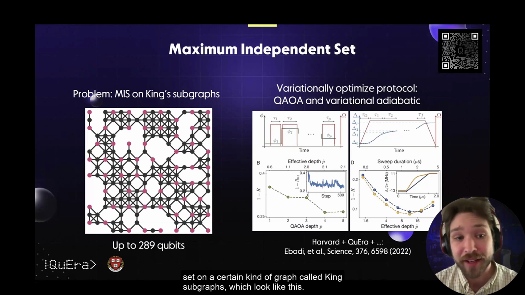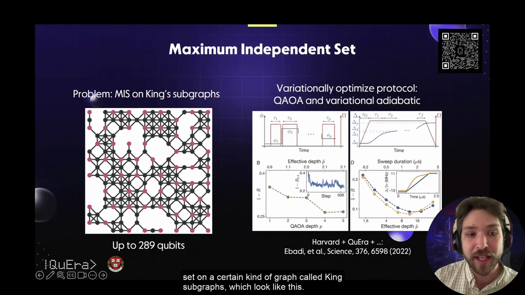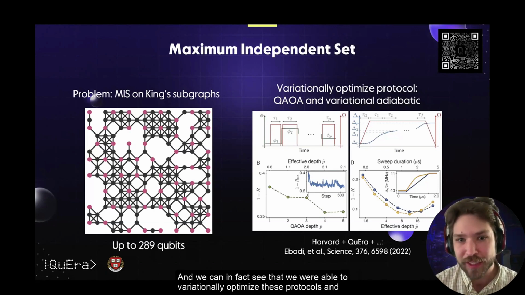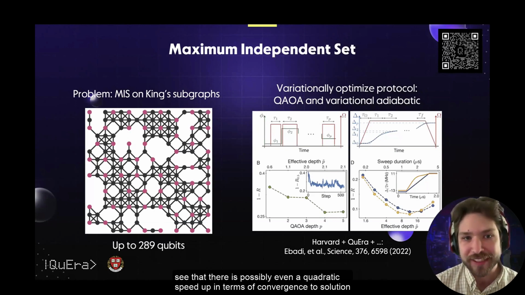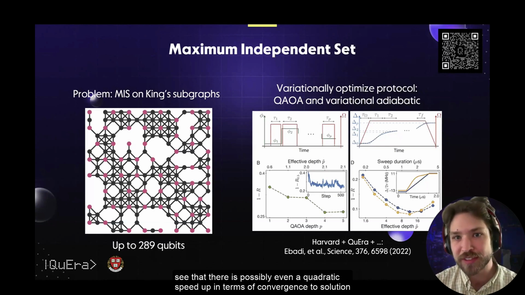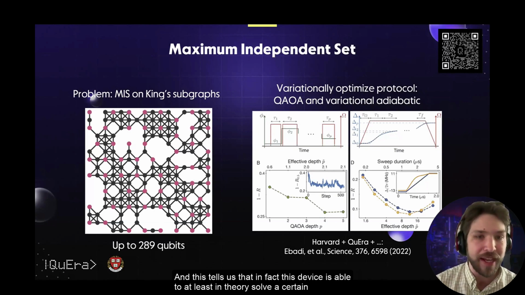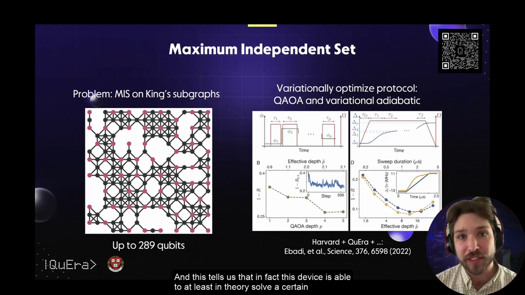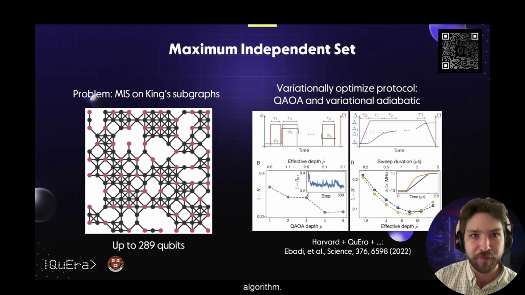on solving maximum independent set on a certain kind of graph called King subgraphs, which look like this. We can see that we're able to variationally optimize these protocols and see that there is possibly even a quadratic speed up in terms of convergence to solution over existing classical algorithms. This tells us that this device is able to, at least in theory, solve a certain subset of problems, possibly with greater effectiveness than an equivalent classical algorithm.